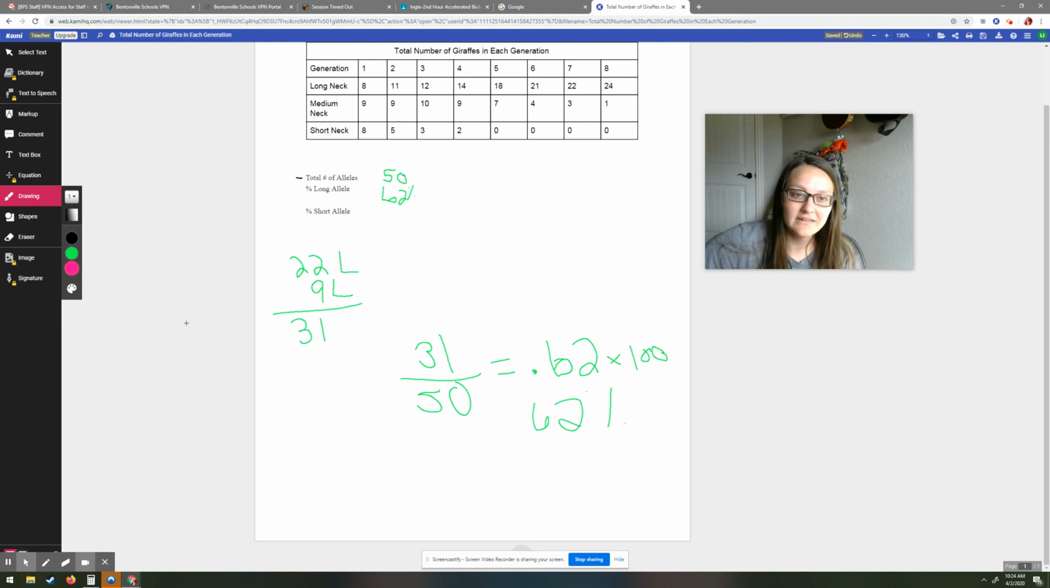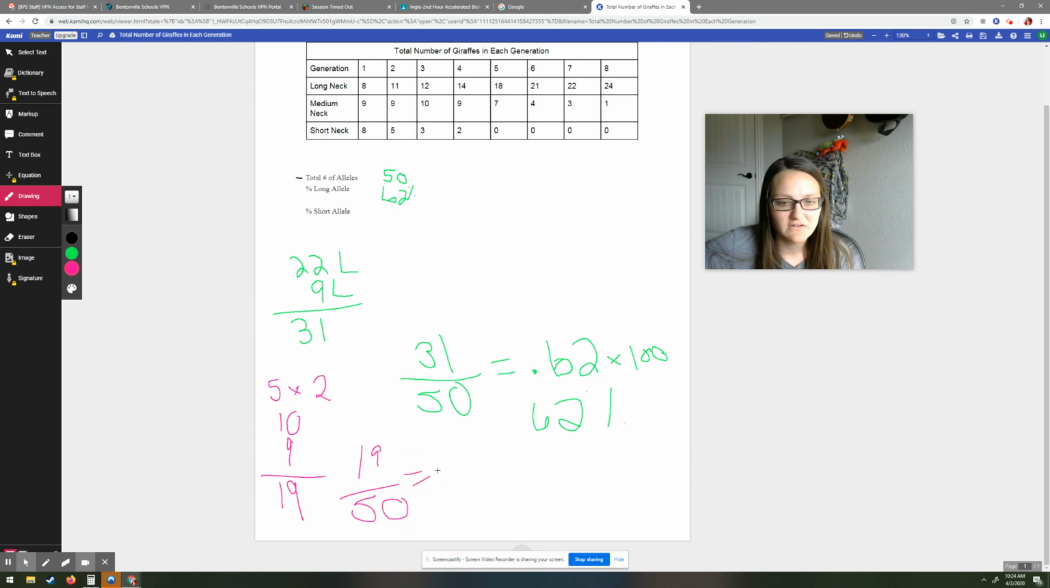You can count up all the alleles for short if you want. There are 5 for short, so you multiply that times 2, and you get 10. Then you take the medium next and you add 9, and you're going to get 19. So you have 19 divided by 50, and that's going to give you 0.38. Multiply times 100, and you will get 38%. Then you just put 38% right there.